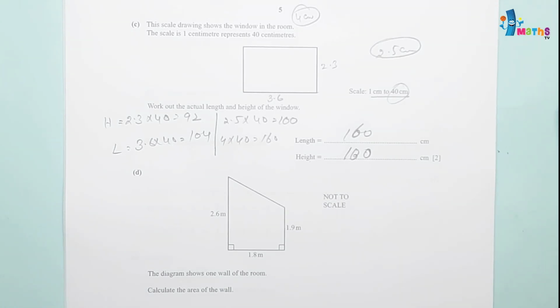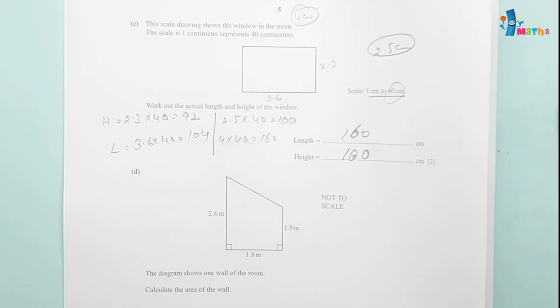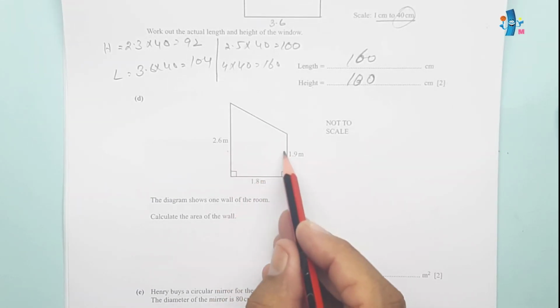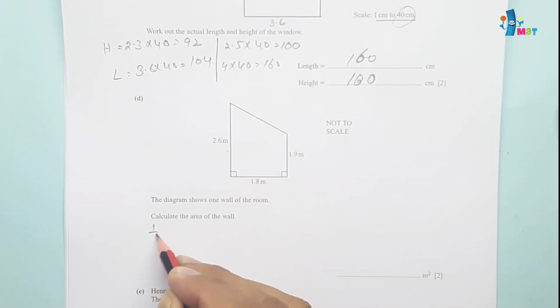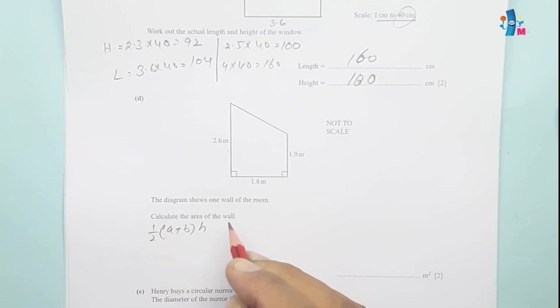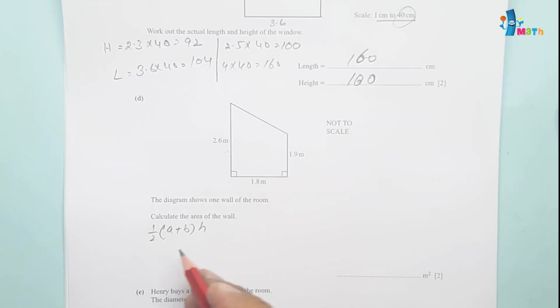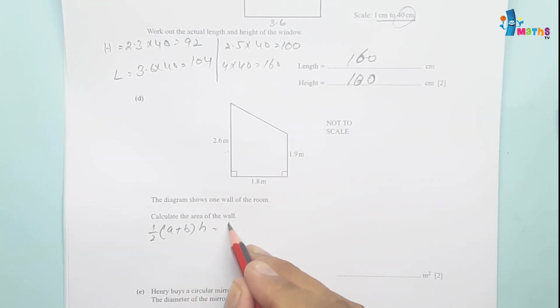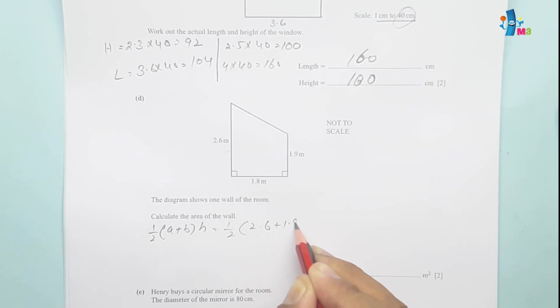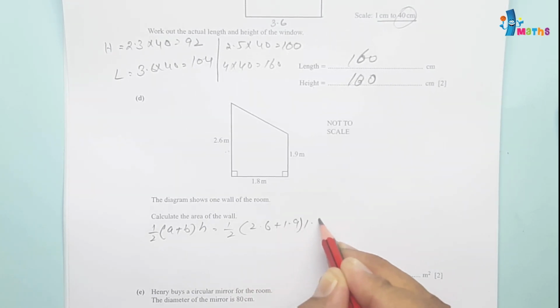Now part D. A trapezium is given, in which these two are the parallel sides. The formula for area is 1 by 2 into (A plus B) into H, and keep in mind A and B are always the parallel sides. So 1 by 2 into (2.6 plus 1.9) multiplied by 1.8.